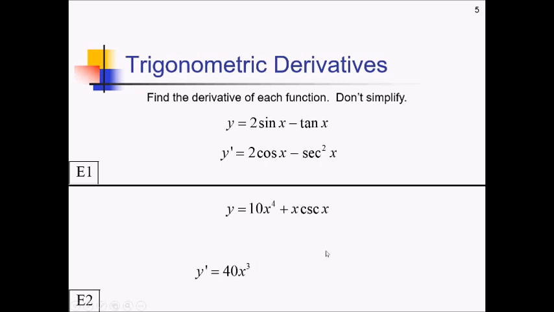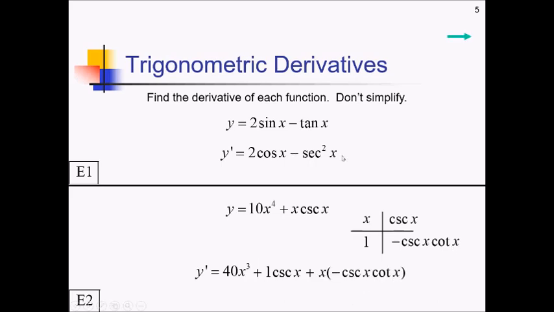So using our box and ribbon here, we've got x and cosecant of x, and their derivatives, which are going to be 1, and derivative of cosecant is negative cosecant x cotan of x. Using my ribbon now, I'm going to have plus 1 times cosecant of x plus x times negative cosecant of x cotan of x. And they said don't simplify, so you can actually just leave it like this and call it a day.